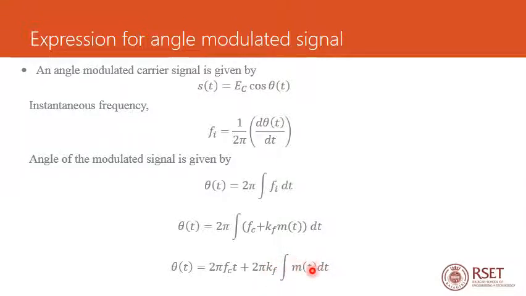So this m of t is changing with respect to t, that is why it is integral m of t into dt. So theta of t is now 2 pi Fct plus 2 pi Kf integral m of t into dt.